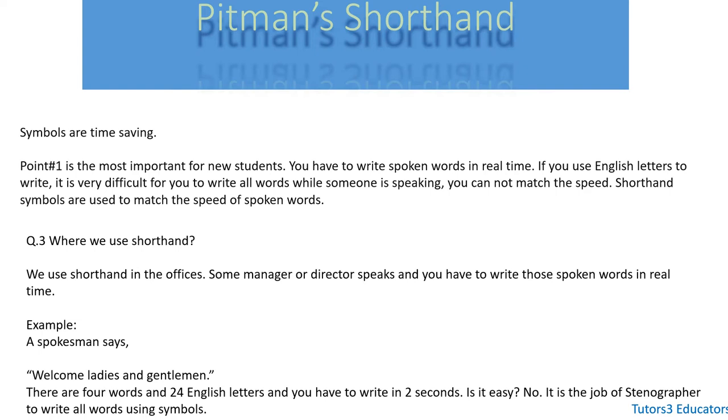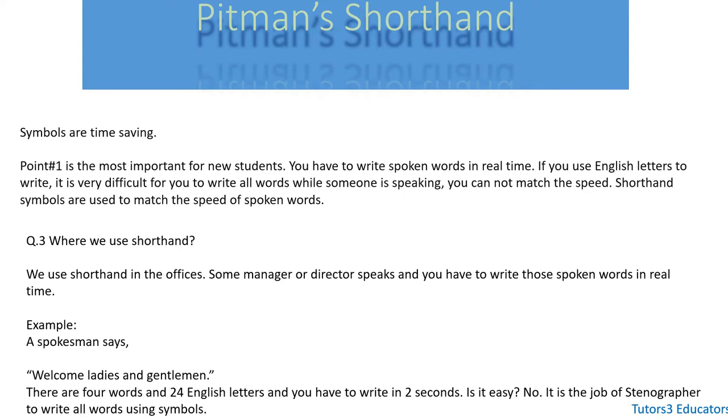You have to write whenever someone is speaking in front of you, some manager, some director, some politician, speaking in real time. If you use English letters to write, it is very difficult to write while someone is speaking. You cannot match the speed of spoken words with your writing speed, right? So shorthand symbols are used to match the speed of spoken words.